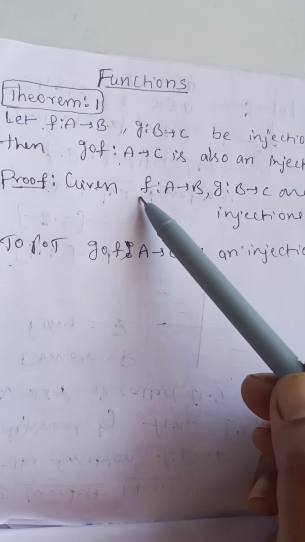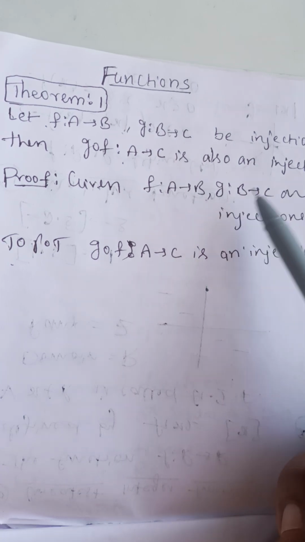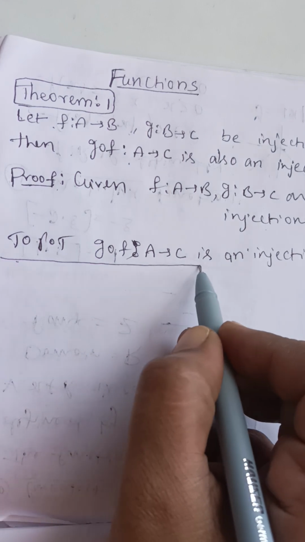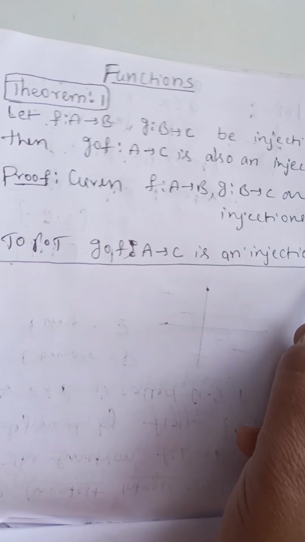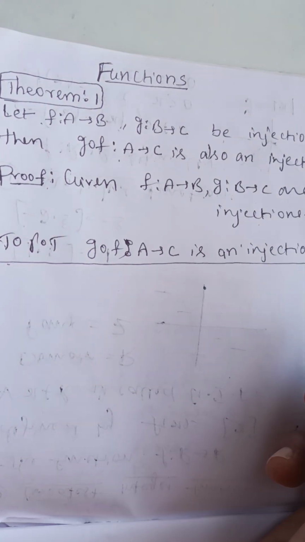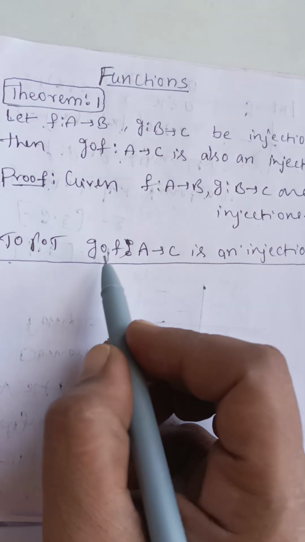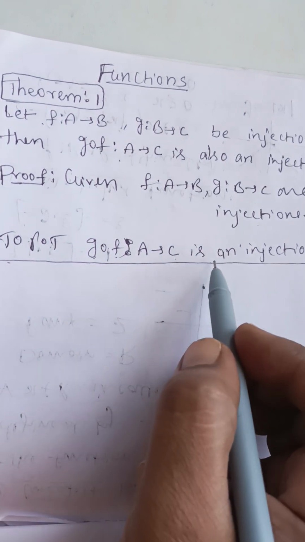Given f from A to B, g from B to C are injections. We have to prove that g circle f maps A to C is also an injection. I explained all the definitions, one-one, onto, bijection and types of functions in the previous video. You can watch. Okay, we are going to prove g circle f maps A to C is an injection.